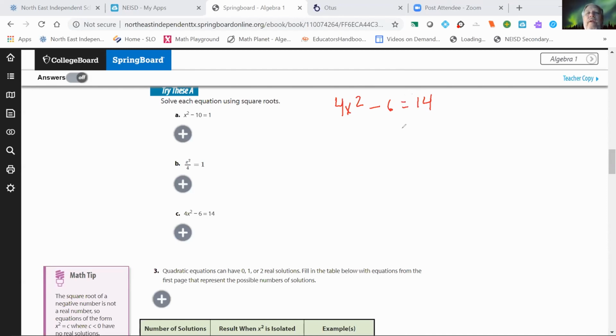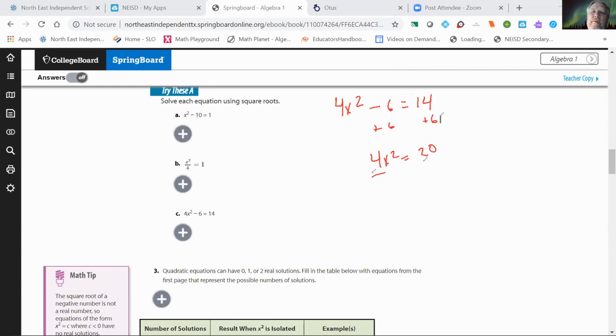Okay, so again, we're just trying to get x squared by itself. If you notice, they're adding more and more numbers and things like that, but it's all the same thing. Just algebra, just trying to focus on getting x squared by itself. So we're going to go ahead and add 6 to both sides. That's going to give me 4x squared is equal to 20.